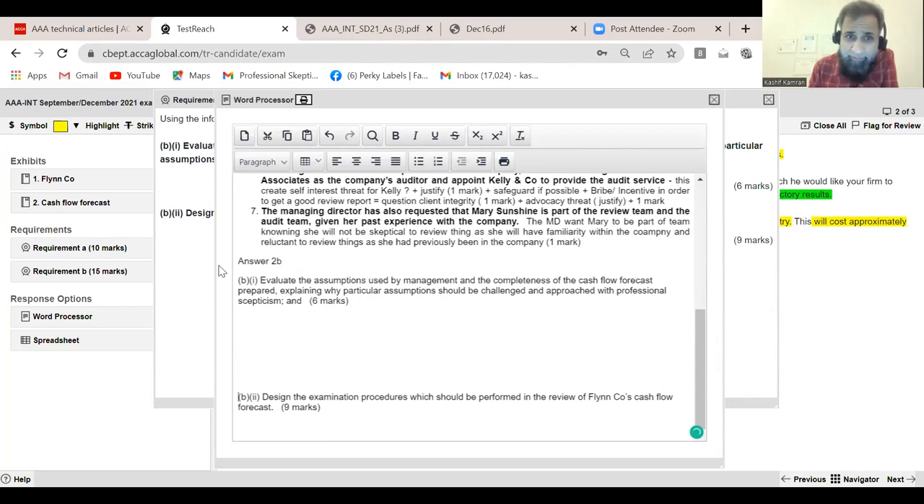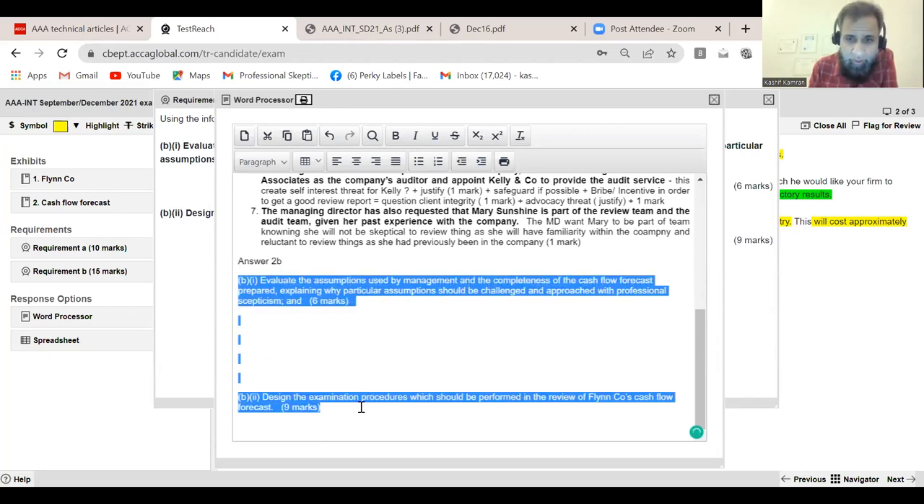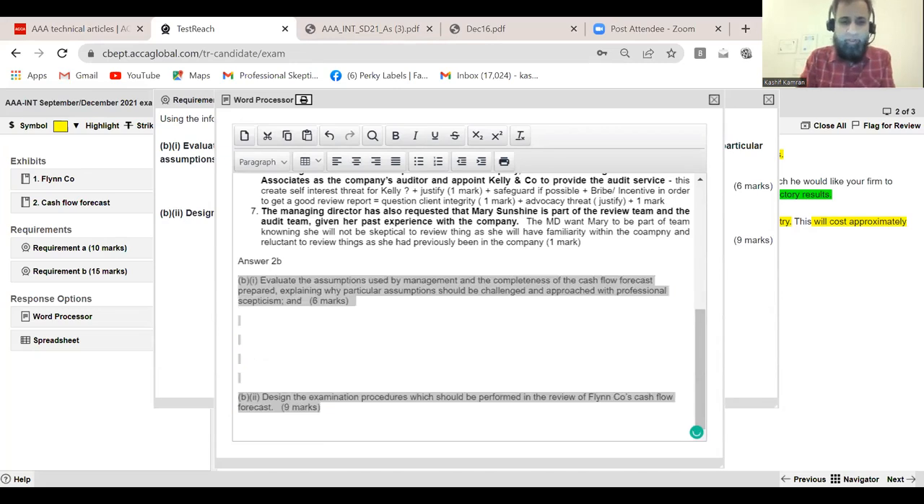So in B1, if I can just take things from here to my word processor for a proper analysis. Okay, question 2B from the September-December 21 exams, right? Let's start the analysis of this and let's see what the marking scheme is for this particular question. I'm just copying the question here. This is the question, right? We have A and B here. I hope you can see this question now on your screen, right?